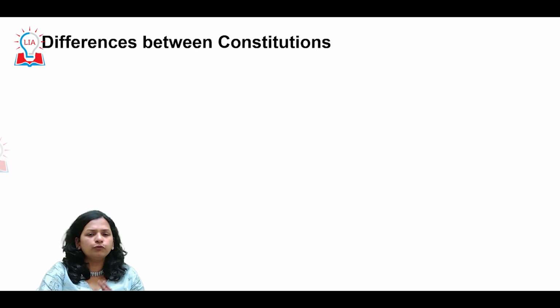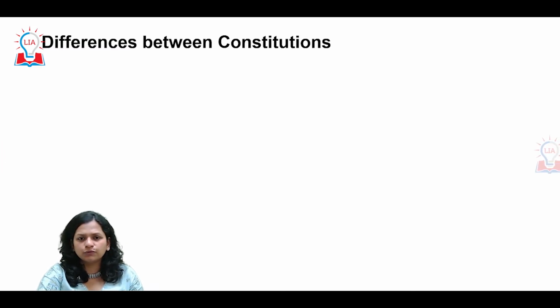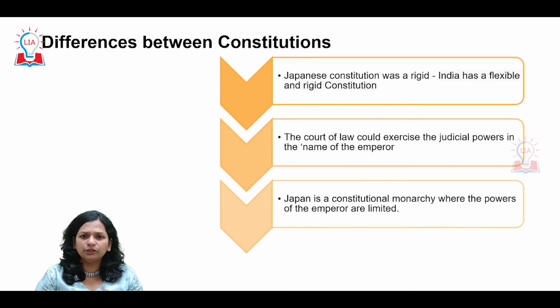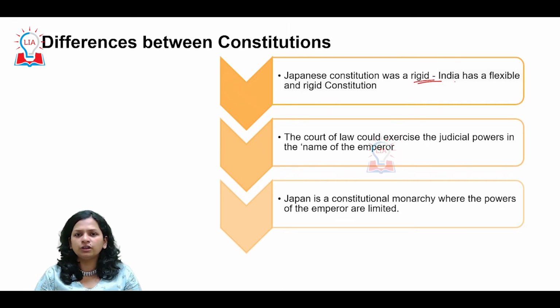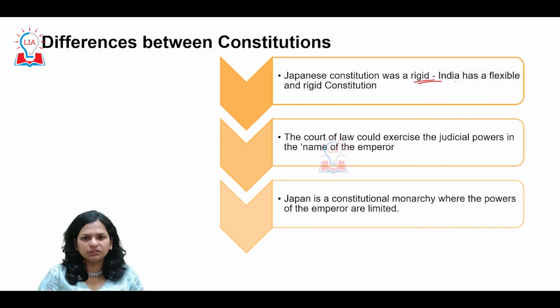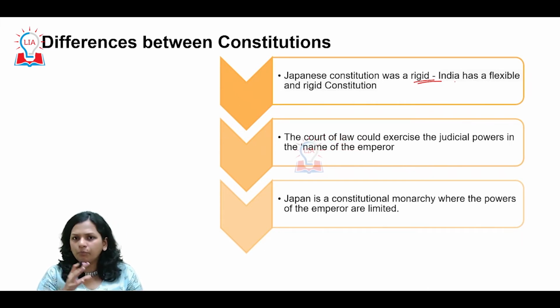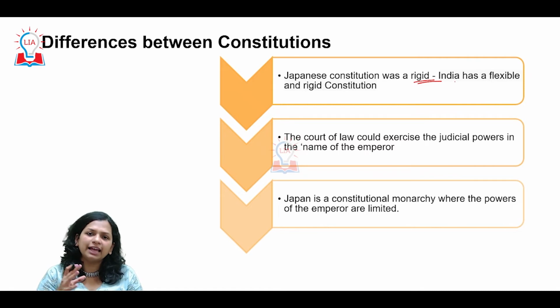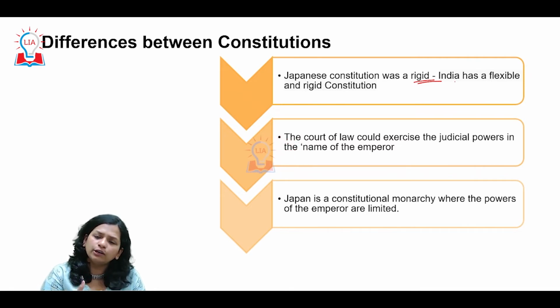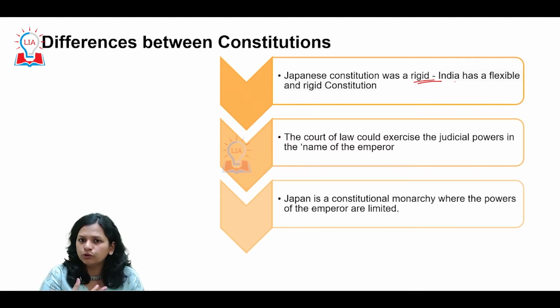But when we move from these areas of convergence, from these similarities, to some differences in the constitutional system, we see that the Japanese constitution is much more rigid as compared to the Indian constitution. Now, the rigidity of the constitution lies in the way in which you amend the constitution, you bring in changes to the constitution. In India, we are partly flexible and partly rigid, and that depends on what you are trying to amend.